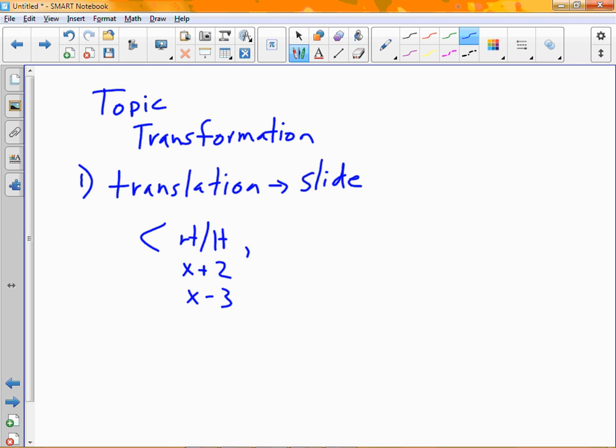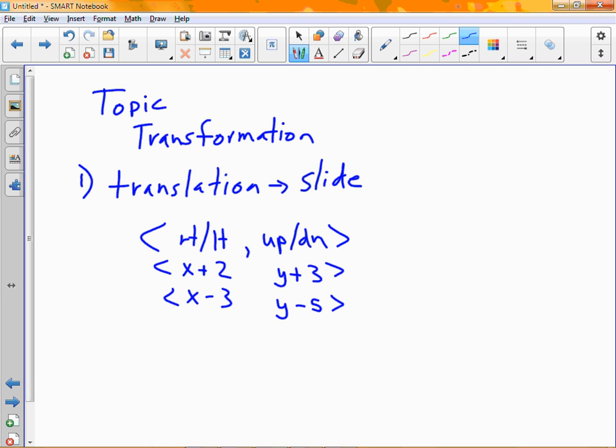Then they'll go up and down. Again, up is positive, down is negative. So if I said Y plus 3, this would be to the right 2 and up 3. So you take that whole image and move it over and up. Or Y minus 5. And generally, they put them in to show you a different notation.